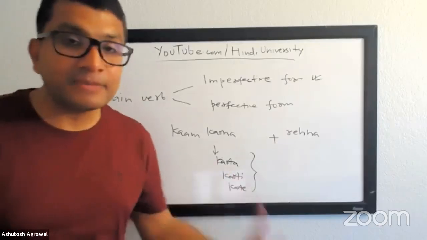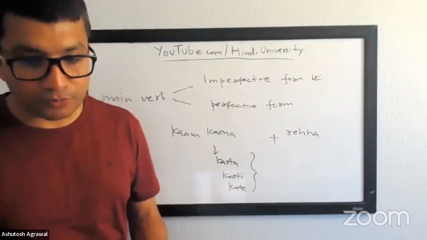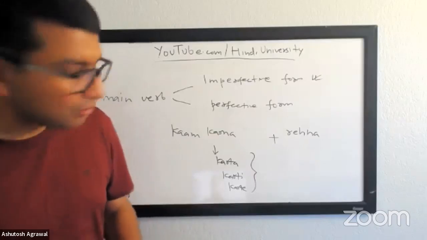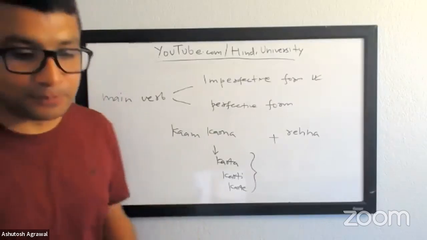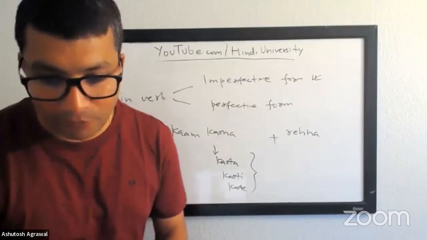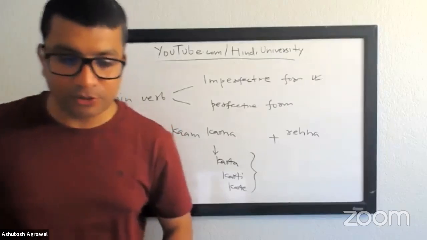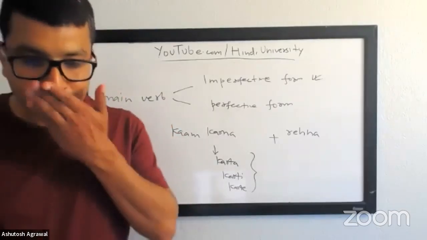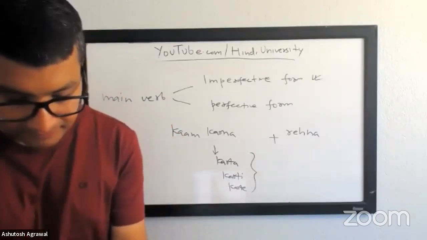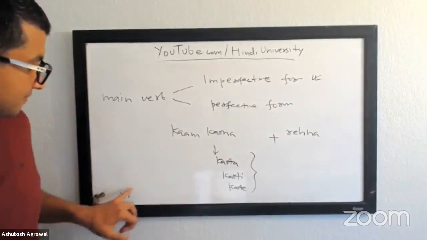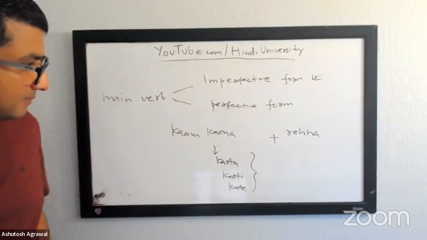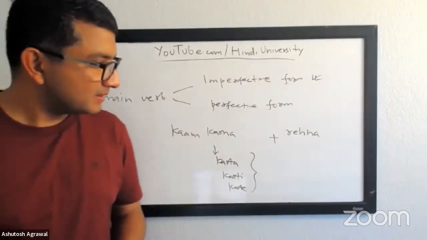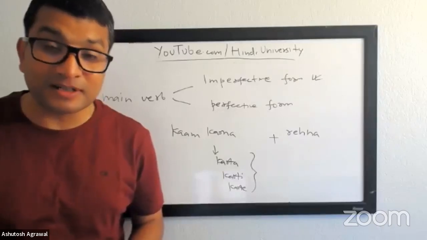Now the same thing can be said in the future also. I'm not going to write it down, and let's say you want to say she will keep on working. How will you say that? Angela ji, how will you say that? She will keep on working. Okay. वो काम करती रहेगी. Very good. वो काम करती रहेगी.